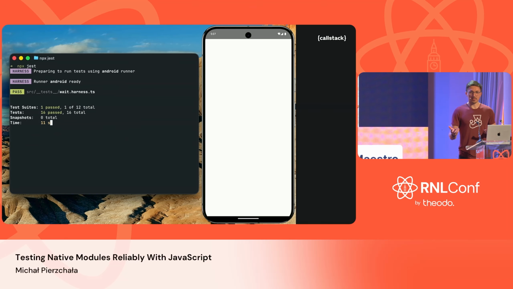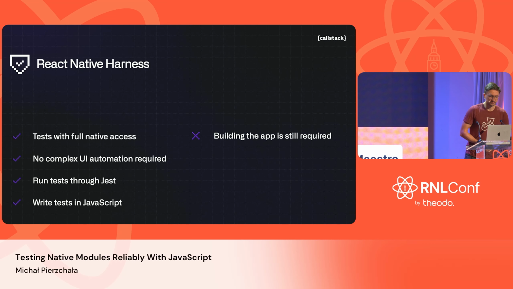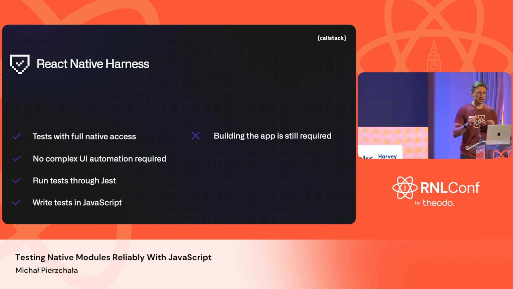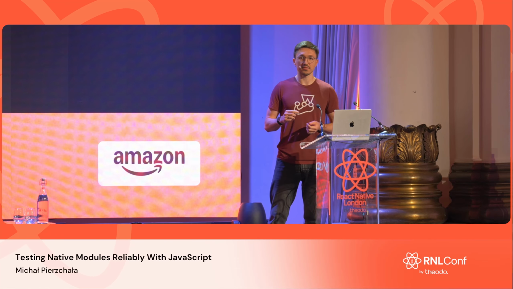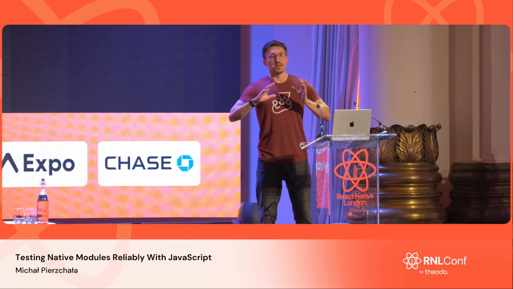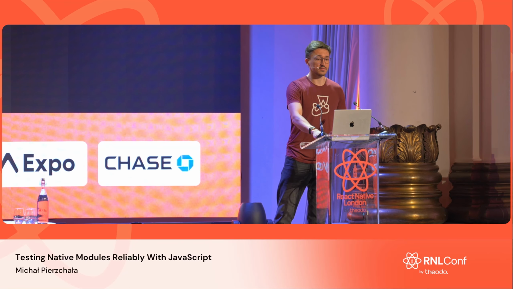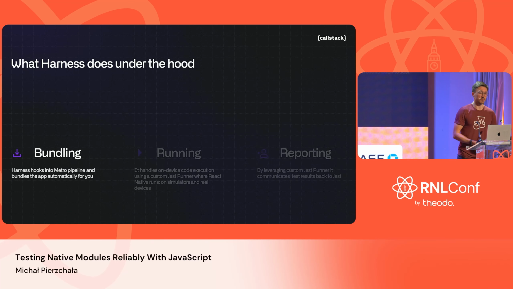So how to add Harness into your code base? We'll get to that. But what's important with Harness is that it allows you to test fully native code. You have access to all of that. There is no complex UI that you need to mock out, create. You can run it through Jest. You can write your test in JavaScript. Once again, the downside, it requires a build step because it interacts with native environment.